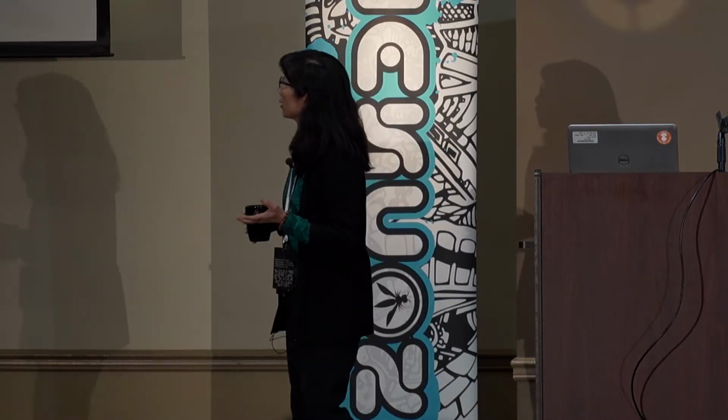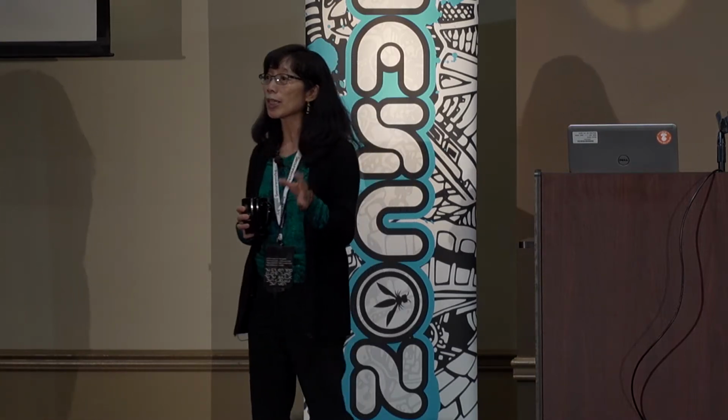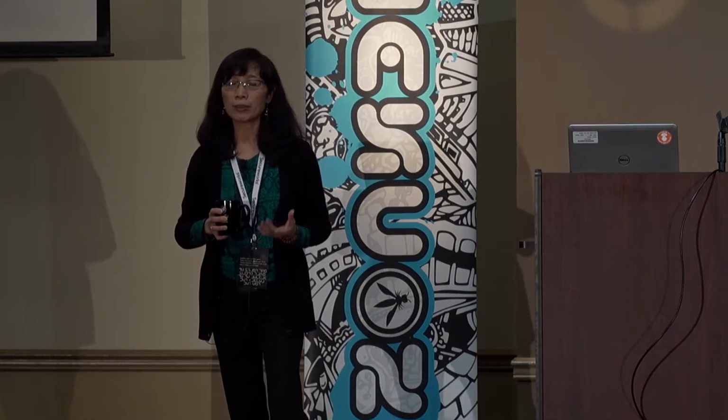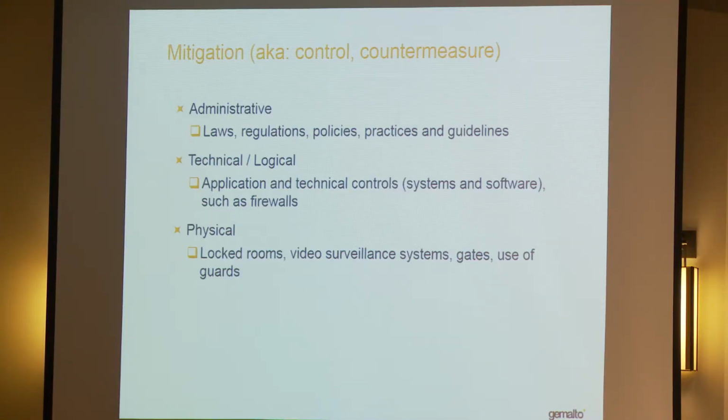Then we're talking about the technical or logical controls. That is, you have things built into your software. For example, authentication, or if you're worried about somebody listening on the wire, you use secure protocols to prevent people from eavesdropping on the wire, right? Those are all technical controls. And of course, you can have physical controls. You lock your room, you have a video surveillance system, you have gates, you have guards, etc. So those are different types of control.